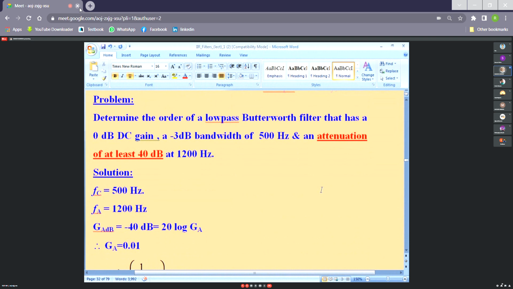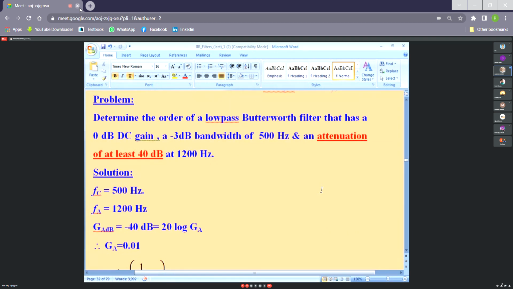So the cutoff frequency FC is specified at 500 Hz. At some other frequency, FA, which is 1200 Hz, the minimum attenuation is specified as 40 dB. If you simply consider that the attenuation at that frequency has to be 40 dB, then what will be the corresponding gain at that frequency in dB? Relation between attenuation and gain when expressed in dB, it's simply one is the negative of the other. So GA dB is minus 40 dB.